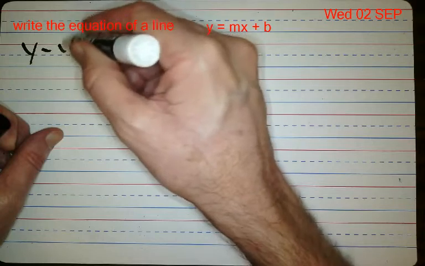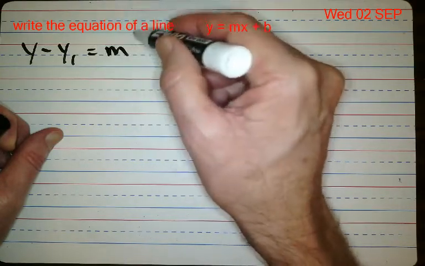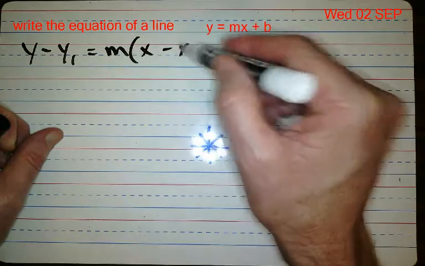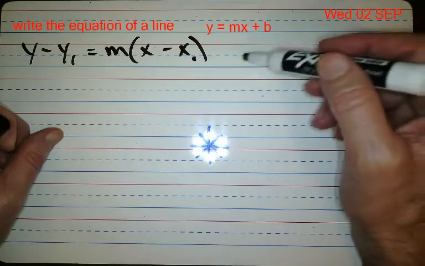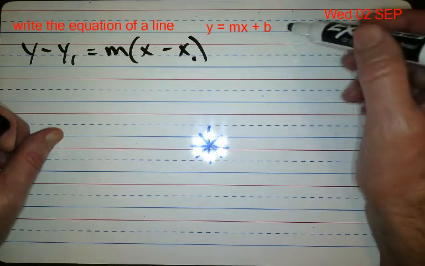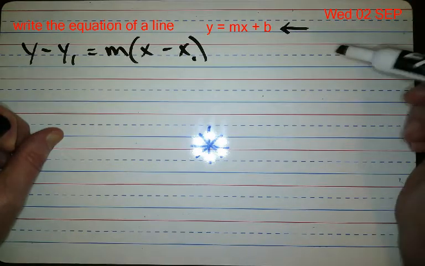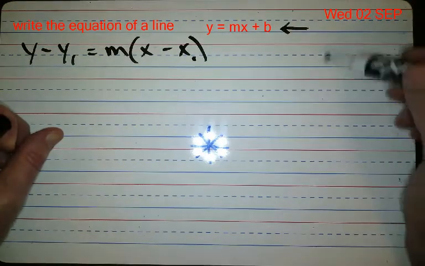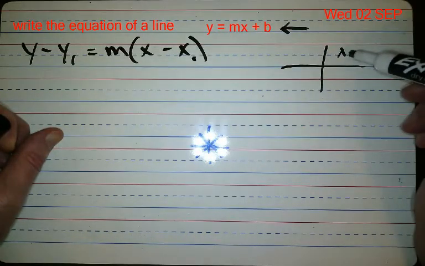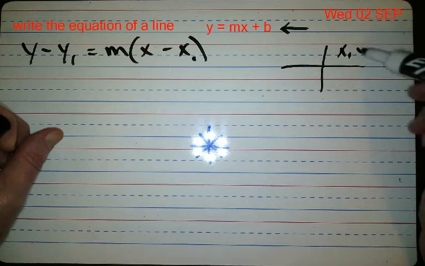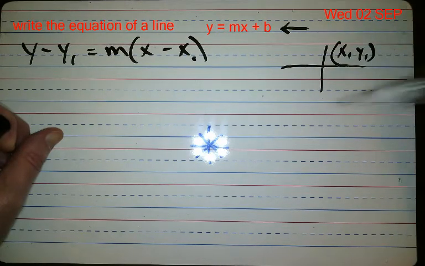y minus y1 equals m times x minus x1. All right, so we have this formula, and this formula is going to magically change into this formula. That's what we want to have happen anyway. So let's talk about what we know. We've got a point, x1, y1, right? So that point is out here somewhere on this graph.